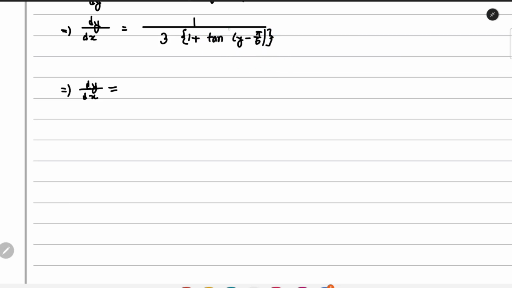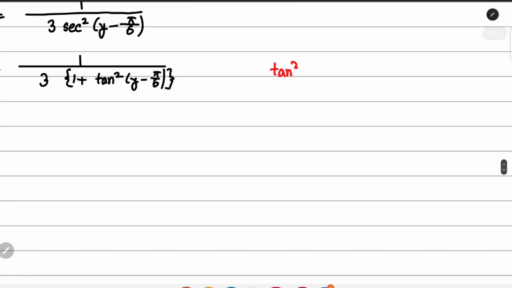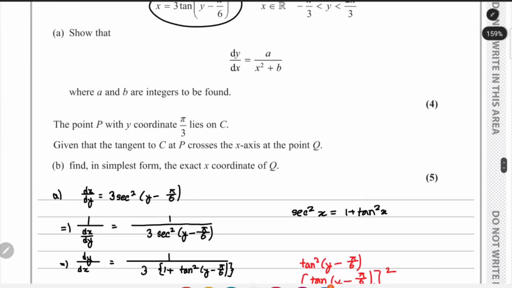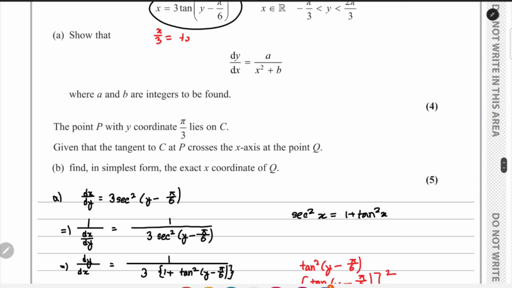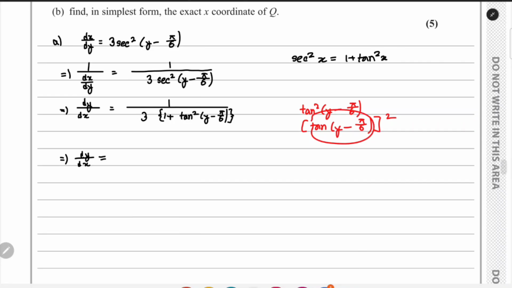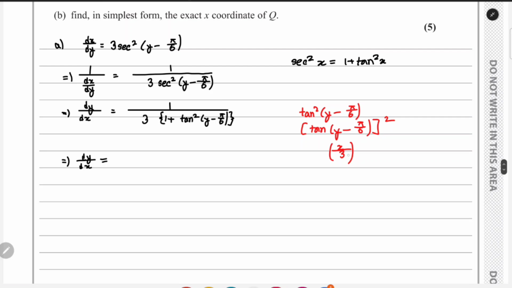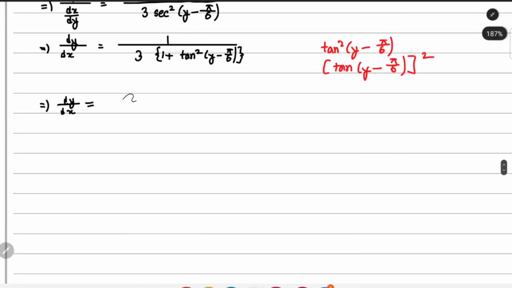This is because tan square (y minus pi by 6) is the same as tan (y minus pi by 6) squared. Now 3 tan (y minus pi by 6) is x. So x divided by 3 is tan (y minus pi by 6). This is the same thing over here. So this is x divided by 3 whole squared. So I can write this down as 1 divided by 3 times 1 plus (x by 3) whole square, my bad, x by 3 whole square.